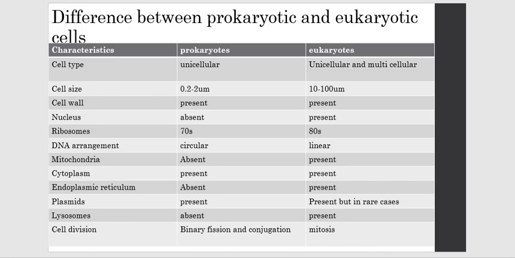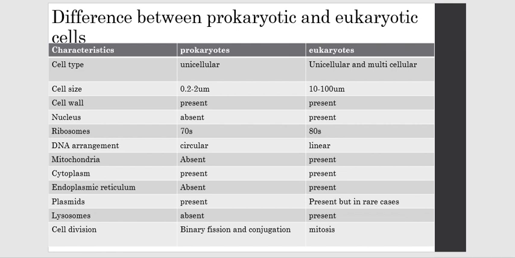Now let's discuss some differences between prokaryotes and eukaryotes. Prokaryotes are mostly unicellular, and eukaryotes can be unicellular and multicellular as well. Prokaryotes are very small, just 0.2 to 2 micrometers in diameter, and eukaryotes are 10 to 100 micrometers. Cell wall is present in both.